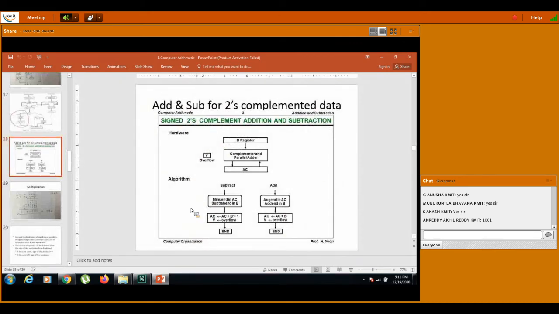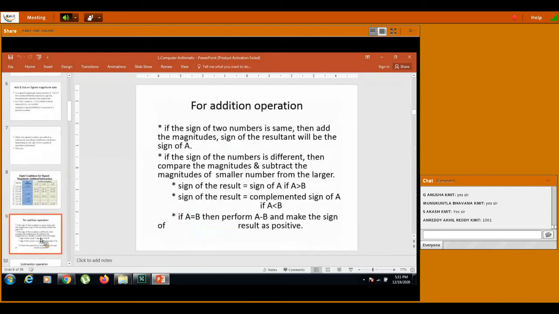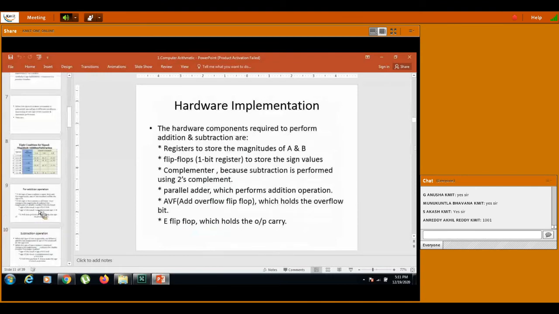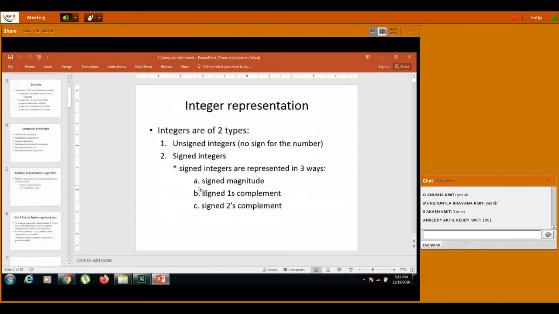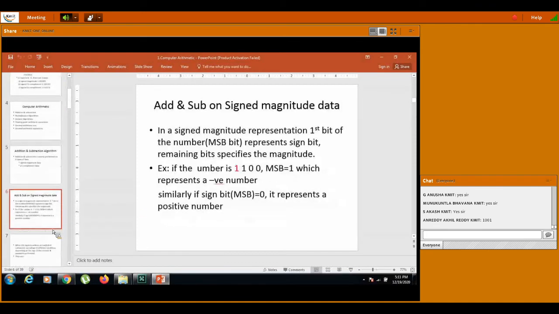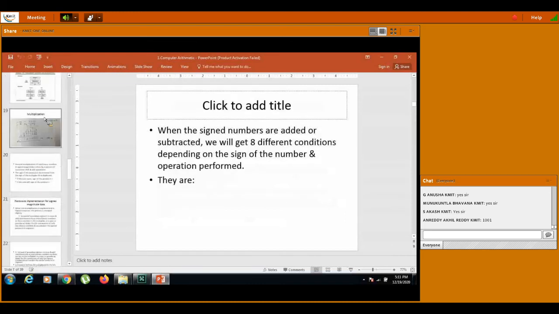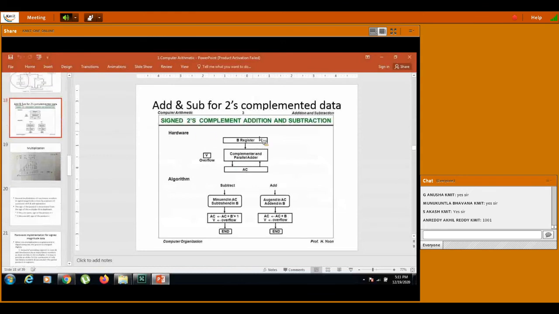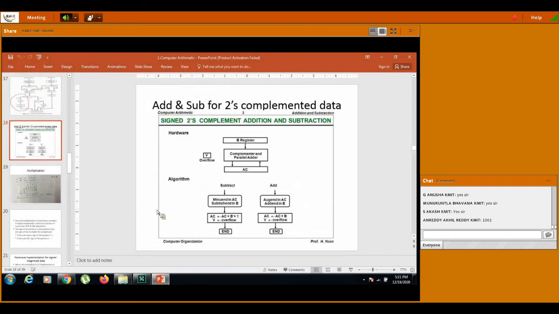Next, addition and subtraction with signed 2's complement. We have seen previously that we are going to do addition in 2 ways. Signed 1's complement is over, so now 2's complement is being done. The same concept applies: this is for 1's complement, this is for 2's complement.